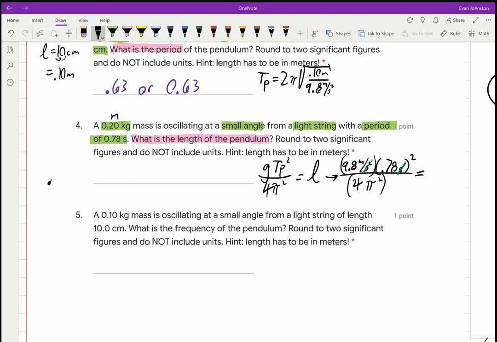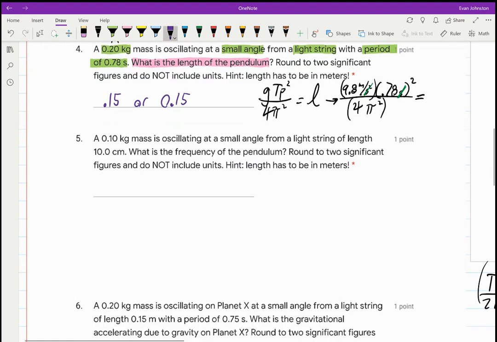0.151. Well, that's 3 significant figures, so we want 2 significant figures. So I get 0.15, or let's use purple for our answers, 1.5. And the length, we said it's meters, but we cannot include units here. You could have also written it as 0.15 though, because that still has two significant figures.